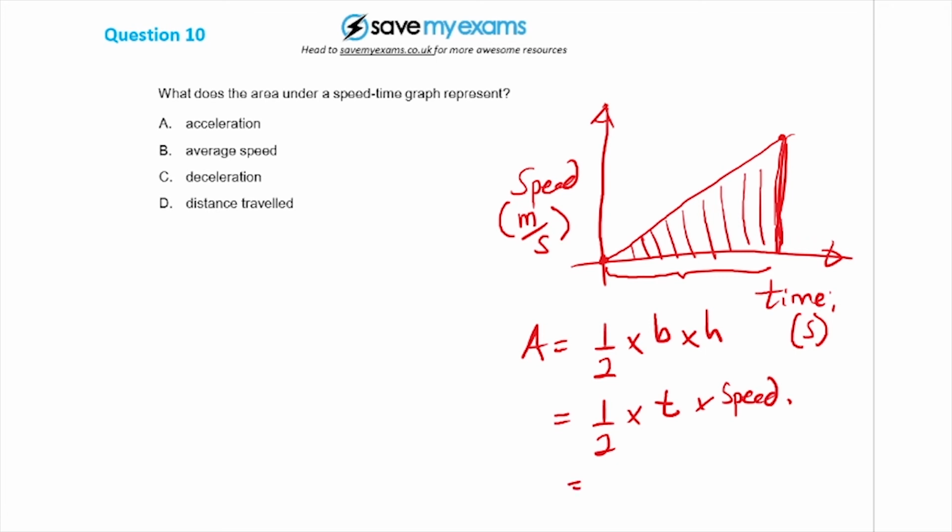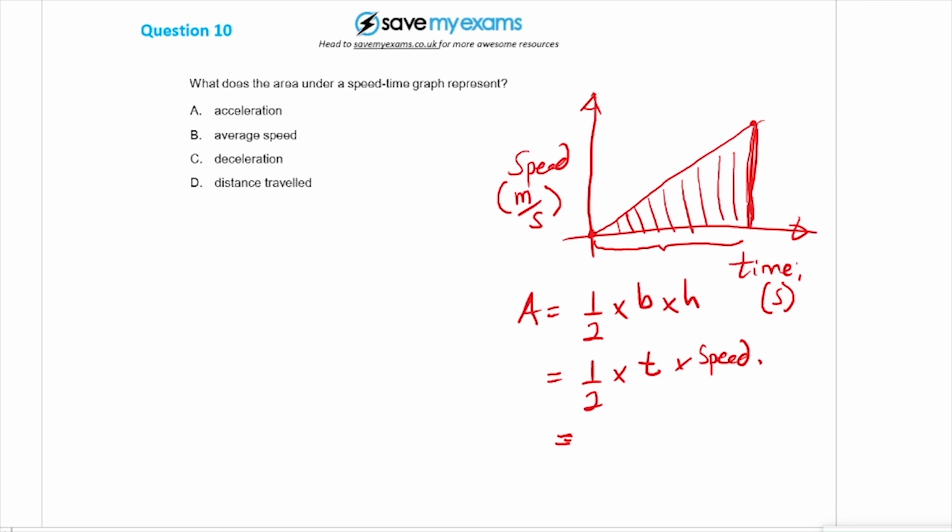Now let's look at the units involved in the answer we shall be getting. This is going to become a half times the time. Time is in seconds. Multiply that by the speed. Speed is in meters per second. So it's times meters per second. You realize that the seconds will cancel out and whatever answer you'll be getting here will be in meters.